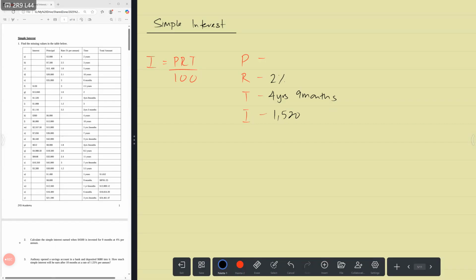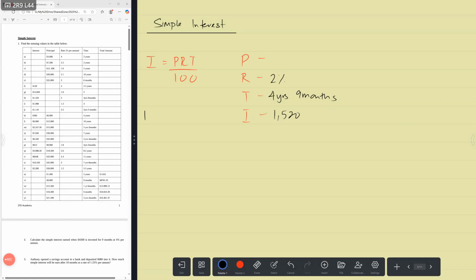This time round, what you need to find, as per example 1H, is the principal value. In the previous video I showed you how to find the principal, but this time round there's a little bit of difficulty. I changed the time to 4 years 9 months. The way to do it is still the same. What we're going to do is substitute all the values.